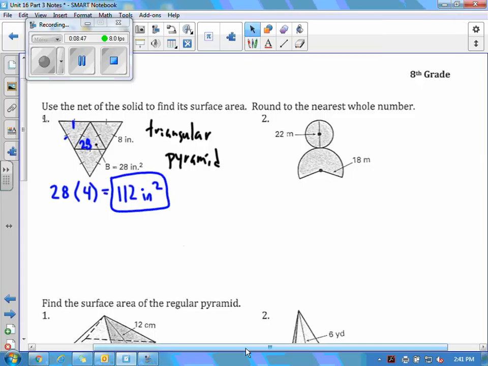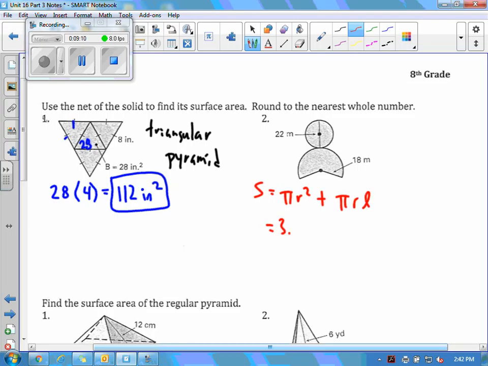For number 2, this shows you the net of a cone. We don't really have a way to find this extra piece, so we're just going to have to use the formula. Remember, our long drawn-out formula is S equals pi r squared, that's how you find the area of a circle, plus pi r slant height.